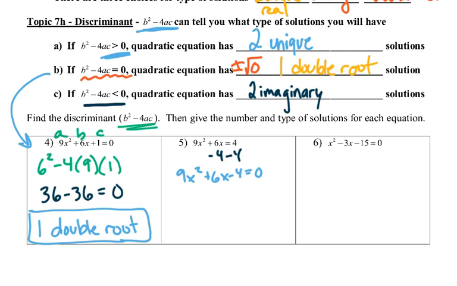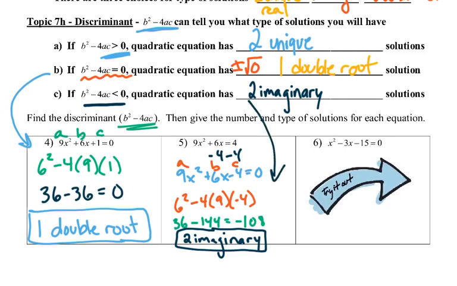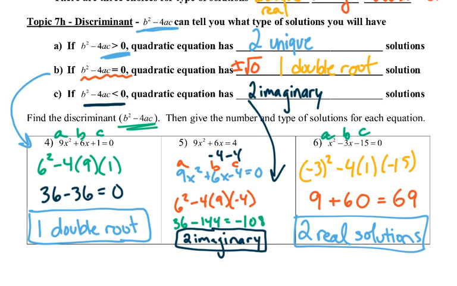Now go ahead and try to find the discriminant. So this one we got negative 108 for the discriminant, which means we're going to have 2 imaginary solutions because the discriminant is negative. Try number 6. The discriminant is 69, and there are 2 real solutions to problem number 6 because we have a positive discriminant.